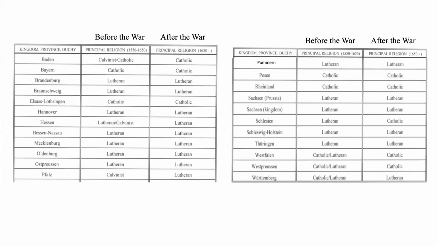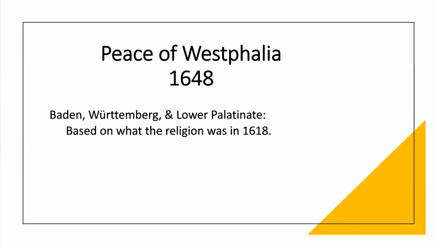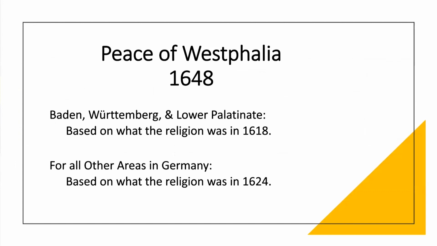The following, one of the handouts for this lecture, shows the primary religion for each nobility and provincial area before the war and then after the war. As you can see, there's very little change, showing the futility of this war. Following the war, the Peace of Westphalia in 1648 determined what the state religions for the different areas of Germany would be. Baden-Württemberg and the Lower Pfalz or Palatinate were based on what the religion was in 1618 when the war began. All other areas of Germany were based on what the religion was in 1624.